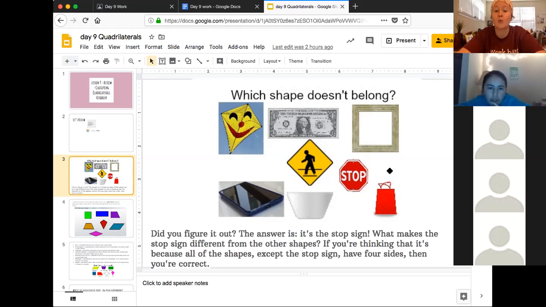The stop sign. Okay, why would the stop sign not be a quadrilateral? Because it doesn't have 4 sides. The stop sign has how many sides? 6. Okay. 1, 2, 3, 4, 5, 6, 7, 8. Just kidding, there's 8, so this is an octagon. This does not fit in because a quadrilateral has to have how many sides? 4. So a kite has 4 sides, a dollar bill has 4 sides, a picture frame has 4 sides. The stop sign does not, so it's kind of irrelevant here.